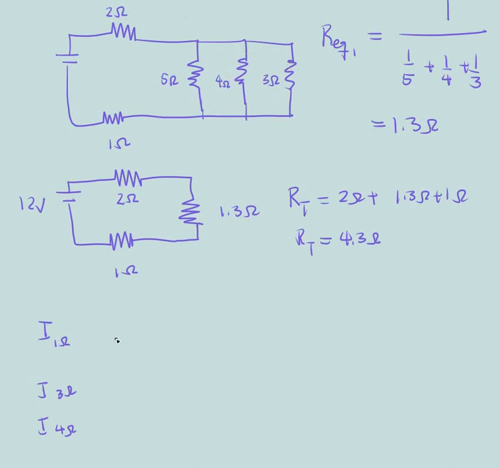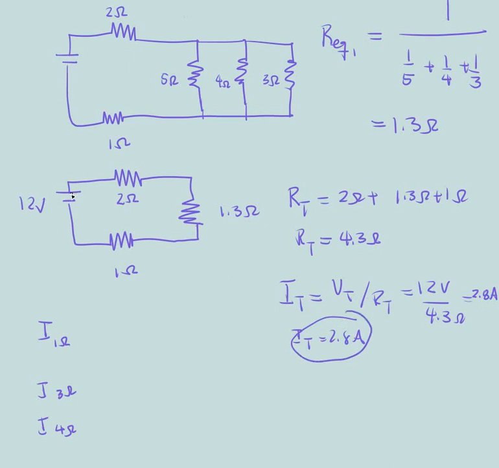So the first thing we have to calculate is the total current. Total current is going to be equal to total voltage divided by total resistance, which is going to be 12 volts divided by 4.3 ohms, and the answer is 2.8 amperes. So the total current is 2.8 amperes.